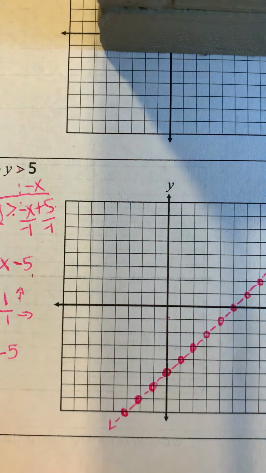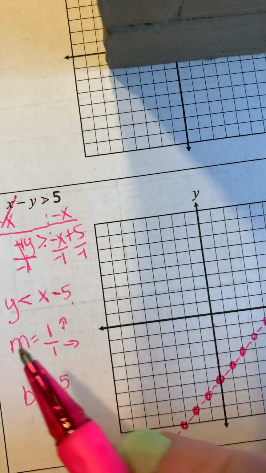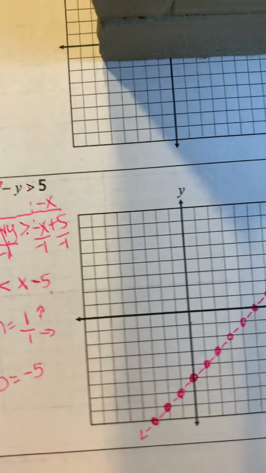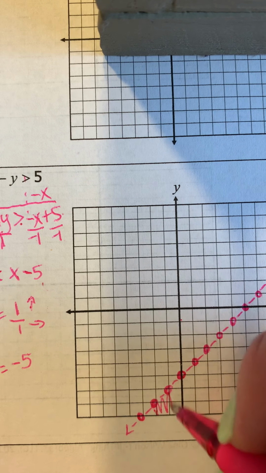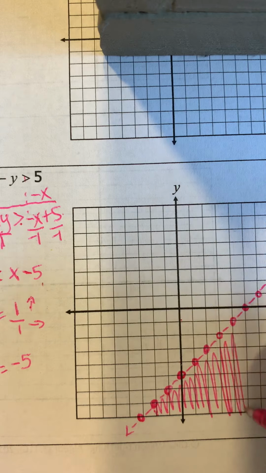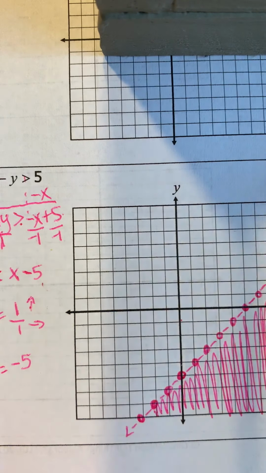Now to figure out the shading, we wanted y values that are less than. So looking over here, here's our dot. Where are the y values less than? They're down below, so you're going to shade everything down here.